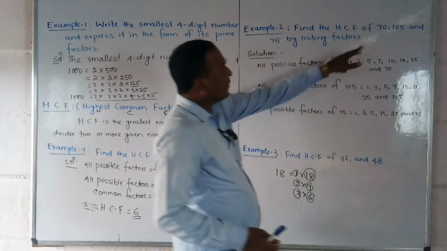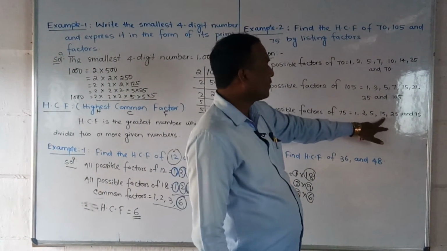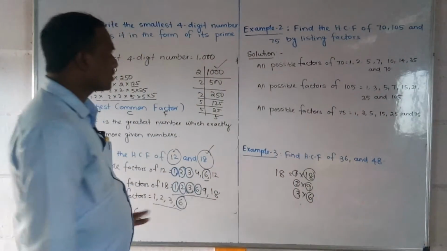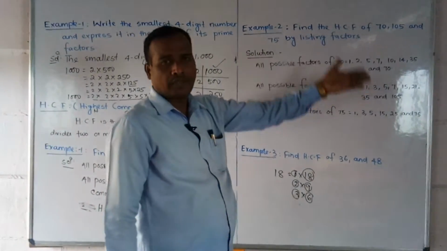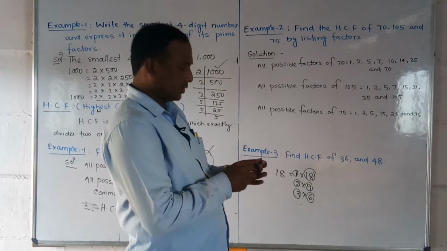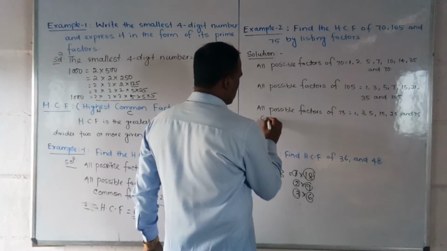All possible factors of 75. Last one is 75. So that is 1, 3, 5, 15, 25 and 75. Same procedure, students. First I found out the factors of the given numbers. Then after that we have to find out the common factors.